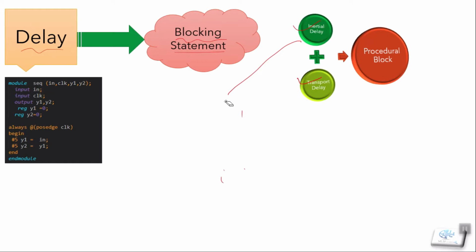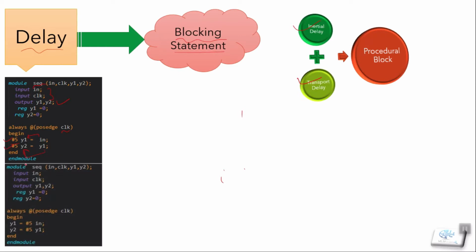I took the same example that we used in our previous lecture on the blocking and non-blocking statements. Here you can see the module name is sequential, because we are taking the sequential execution of these statements, with two inputs and outputs. Inside our always block, we define our inertial delay, putting the value of input to y1 and y1 to y2 with an inertial delay of 5. And for the transport delay, on the same blocking statement, the input goes to y1 and y1 goes to y2. So this is where we define our inertial delay, and this is where we define our transport delay.